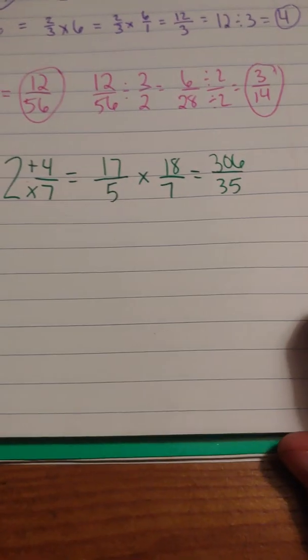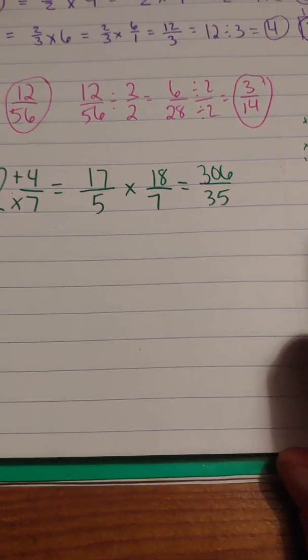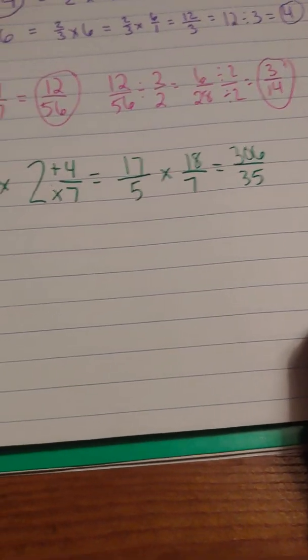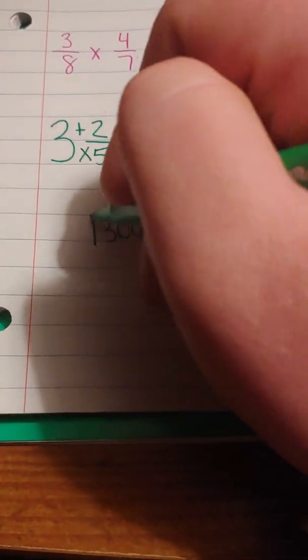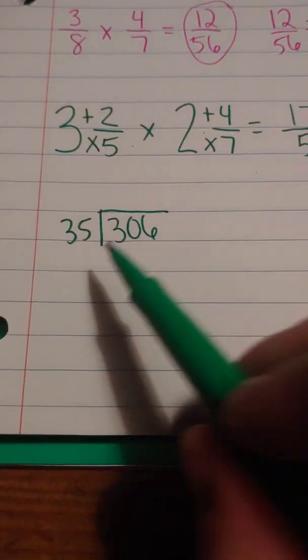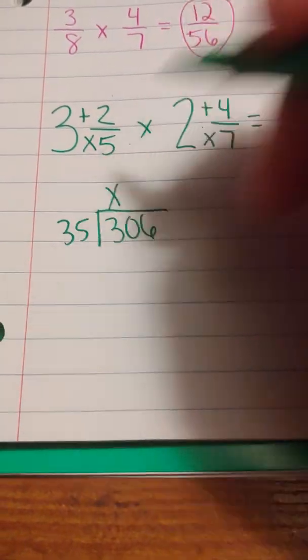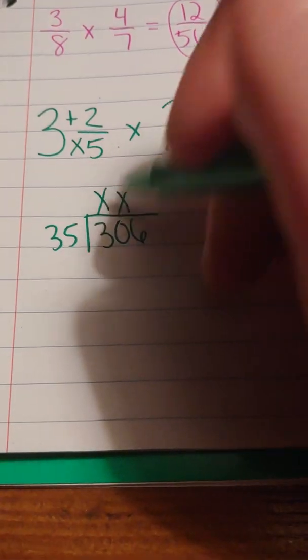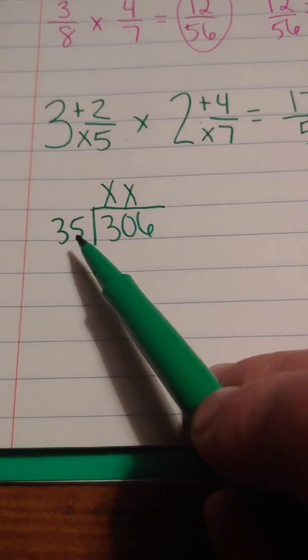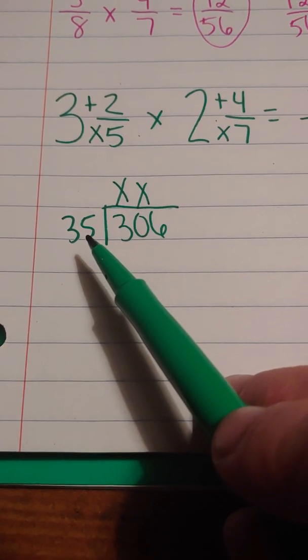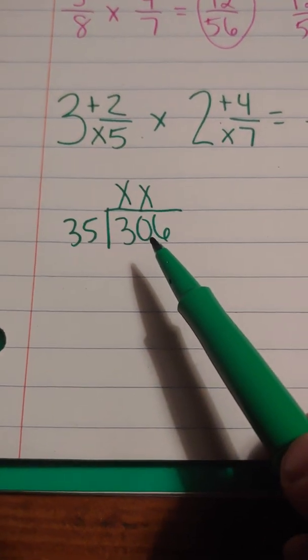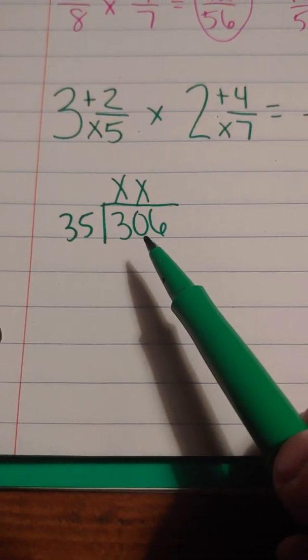Now you might be saying 306 over 35 is still an improper fraction, and it is. So we're going to divide it out. So 306 divided by 35. Okay, 35 does not go into 3. It does not go into 30. So we have to figure out how many times. So I'm going to do some estimation here. 35, I know, is about 40. So if I think about this, maybe it goes in 8 times.